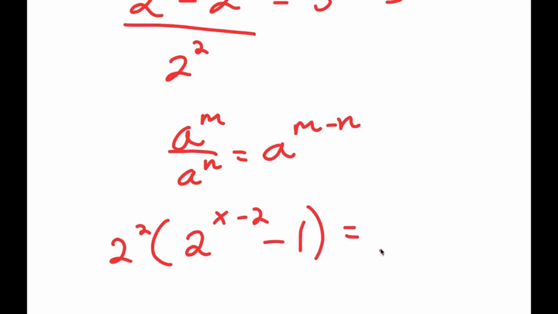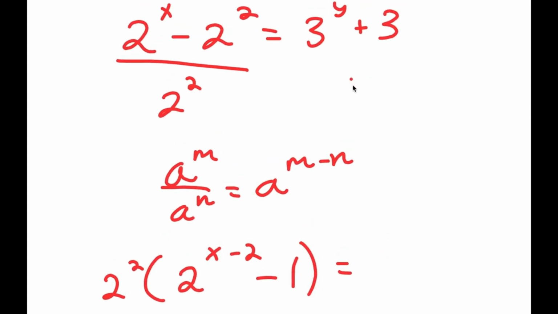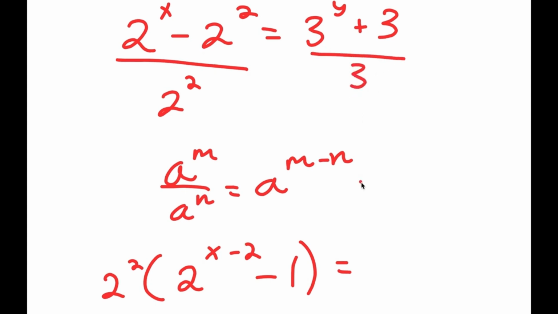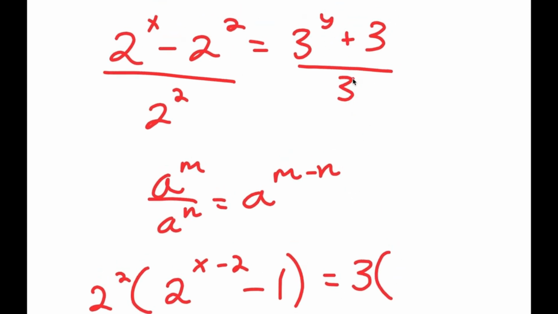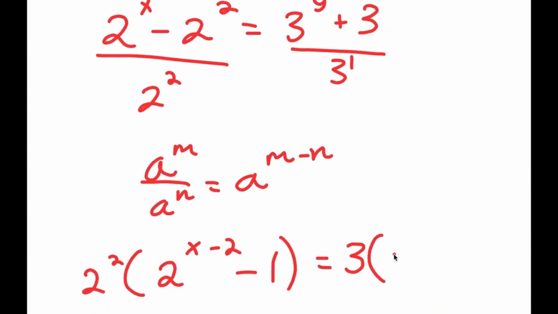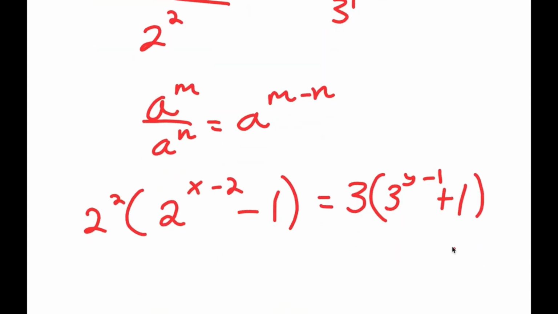And now this is equal to, from on this side, I'm going to divide by 3. So I have 3 times 3 to the power of y divided by 3. 3 is the same thing as 3 to the power of 1. So I get 3 to the power of y minus 1. And then 3 divided by 3 is equal to 1. So I get plus 1.